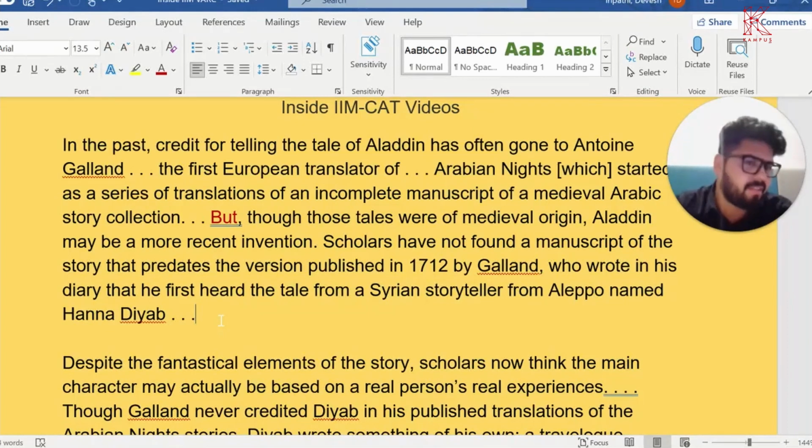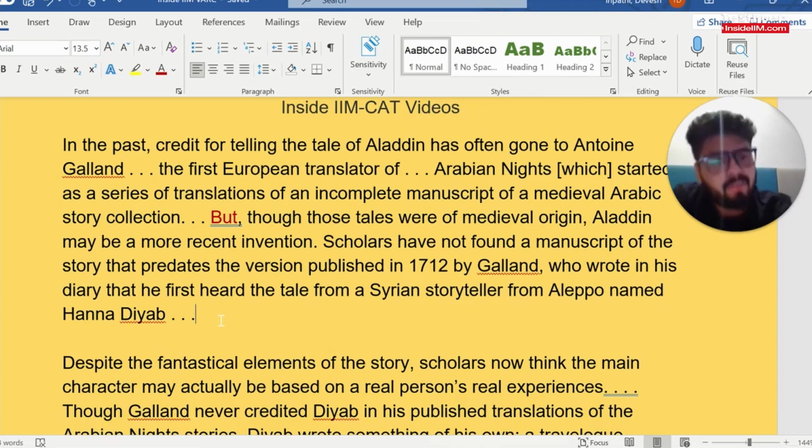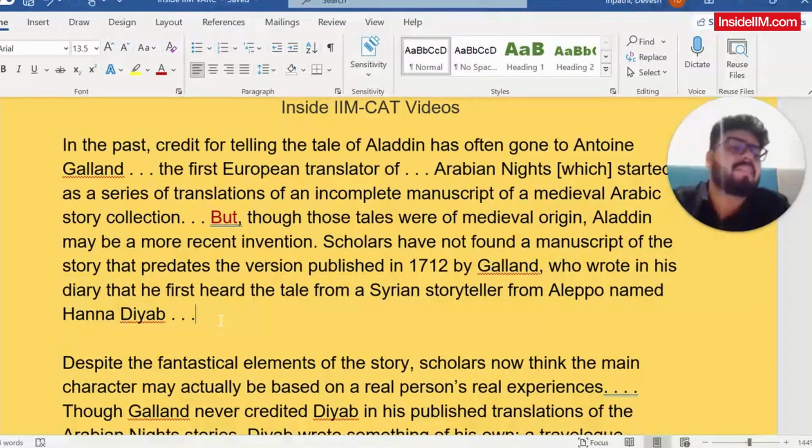The scholars who are researching there, well, definitely there will be certain scholars researching as far as the story books are concerned, in which era what was written, and what was the purpose behind writing those books. So what they found out was that they hadn't found any book or any manuscript, any version which was published before 1712. So 1712 was the first version that was published by Galland himself, who wrote in his diary that he first heard the tale from a Syrian storyteller from Aleppo named Hanna Diab.